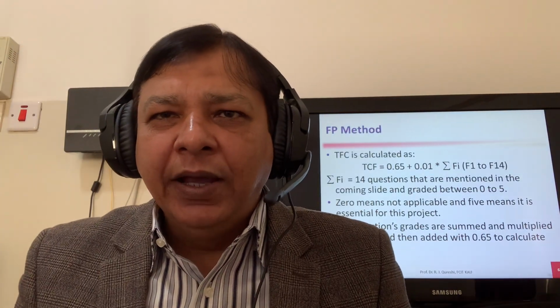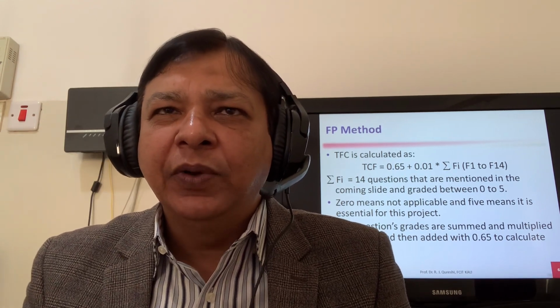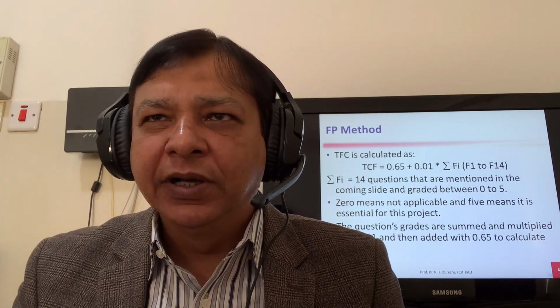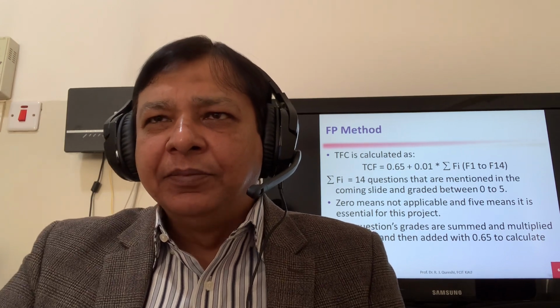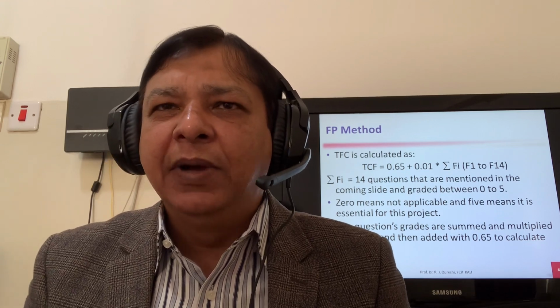For TCF, you have a formula: technical complexity factor equals 0.65 plus 0.01 multiplied by sigma Fi, where sigma Fi is the sum from 1 to 14. So F1 to F14 are 14 questions you need to grade between 0 and 5. 0 means it's not applicable and 5 means must consider. You sum them, and the summation of the 14 question values between 0 and 5 is equal to sigma Fi.